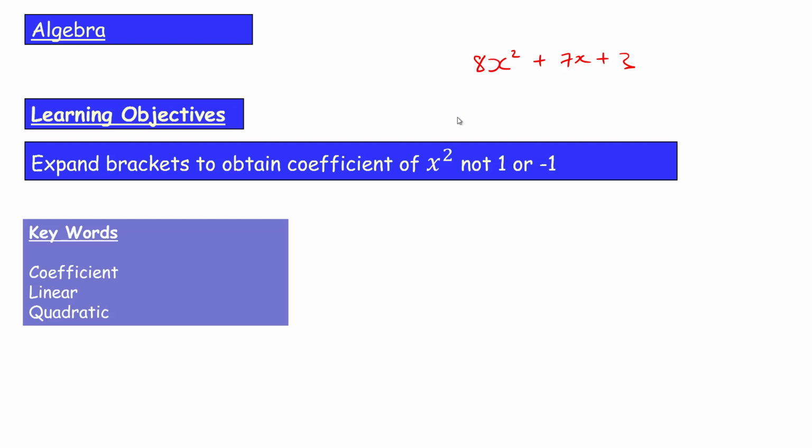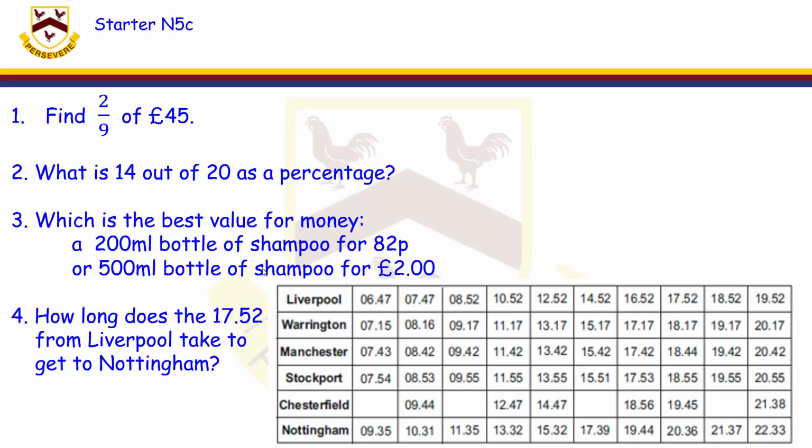Right, hit pause, copy the lesson objective down. Once you've done that, hit play, and we'll move on to the lesson starter. Right, so here's our lesson starter. Hit pause, have a go. Once you've done that, hit play, and we'll go through the questions together.